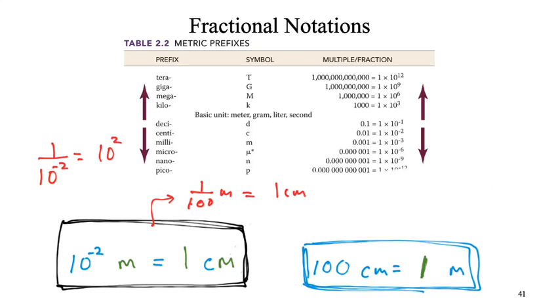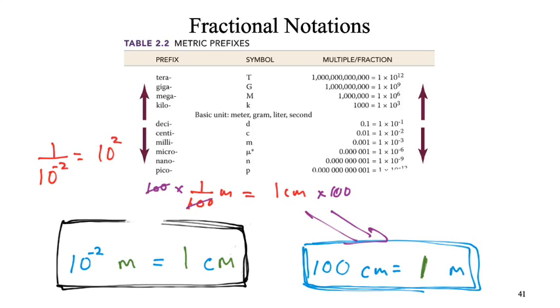I multiply both sides by 100, which is not the same as cross multiply. It's not. Because I'm doing the same thing to both sides, I'm allowed to do this. This is effectively multiplying by 1. And now what happens?